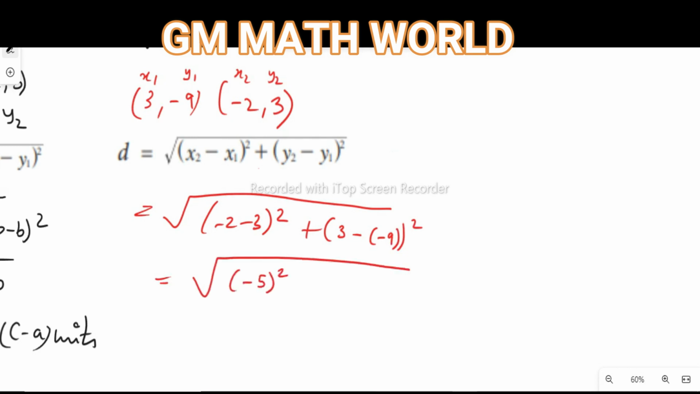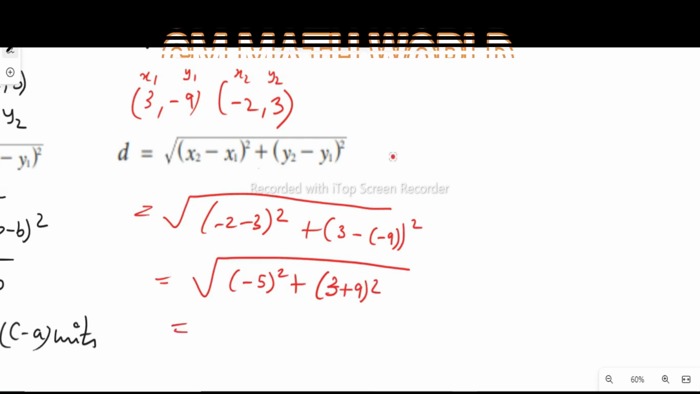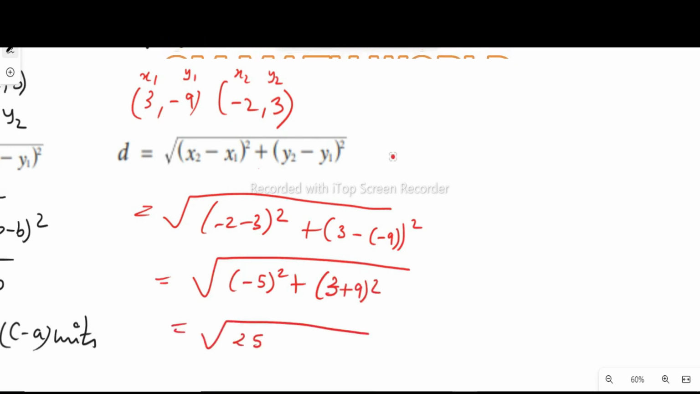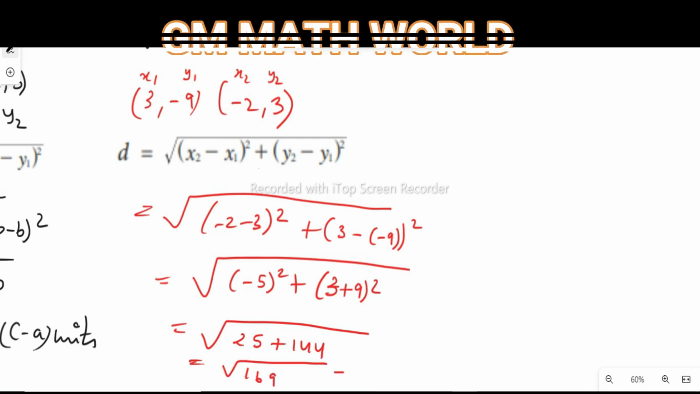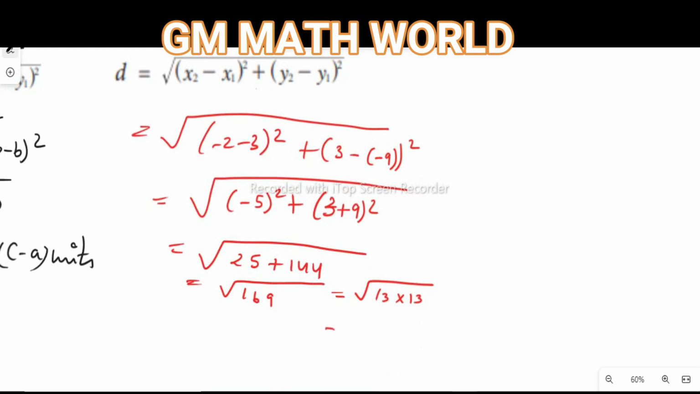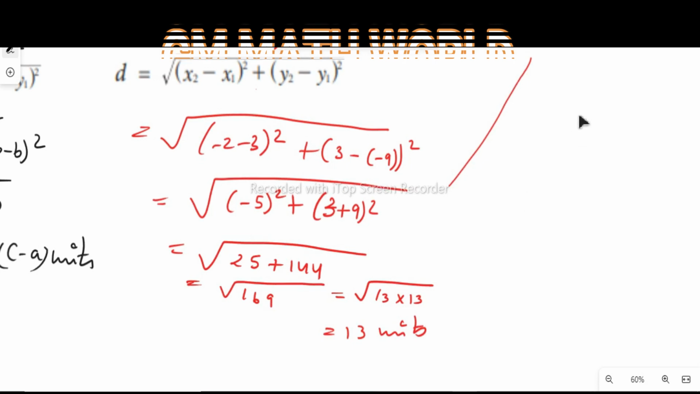Minus 2 minus 3 square is minus 5 square. Two negative numbers, add the numbers and put a negative sign, and square of that number, plus 3 minus of minus 9 is 3 plus 9 the whole square. So minus 5 square is 25 and 3 plus 9 is 12. 12 square is 144. 25 plus 144 under the square root is square root of 169, which is square root of 13 into 13. Therefore the distance between these two given points is 13 units.